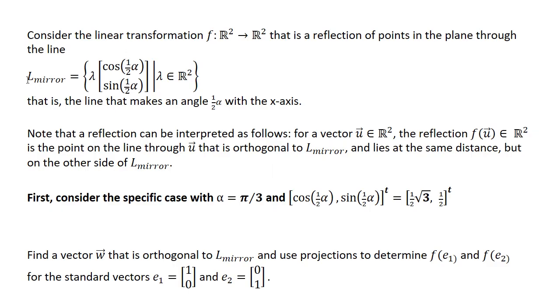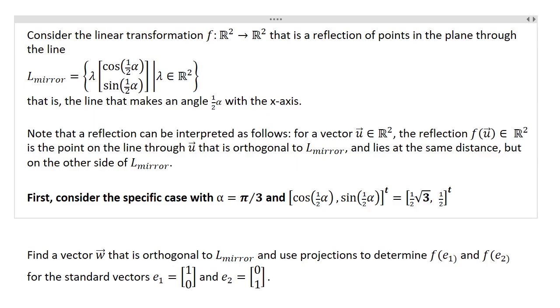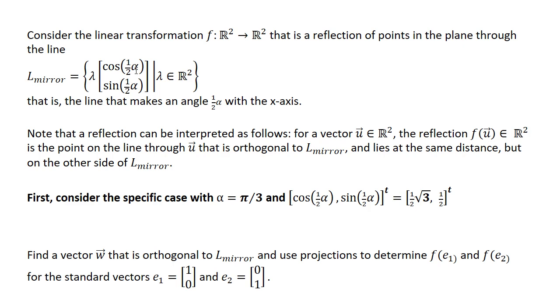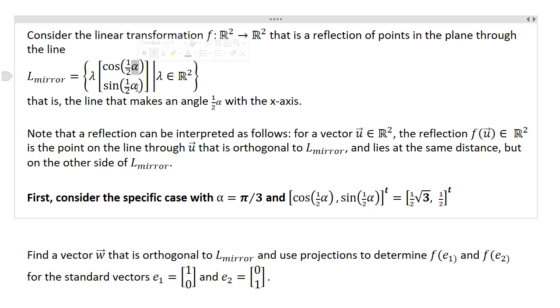Then if we look at L mirror and work out what L mirror is, we can draw L mirror on our plane. L mirror is a parametric equation and it contains a variable here, alpha. So we need to define alpha so that we can draw this line. Alpha is defined down here. First consider the specific case with alpha equals pi/3. So we can put alpha into this equation.